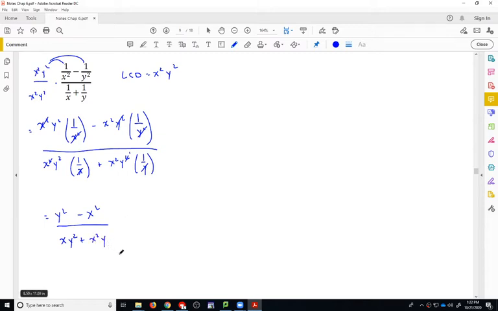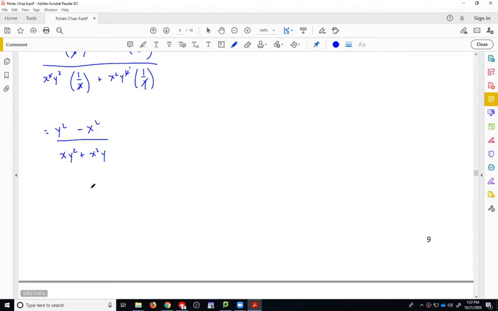Now I need to make sure that I always simplify. So I see a difference of squares, y minus x times y plus x. And on the bottom, I have a greatest common factor of xy, and you'd be left with y plus x. Then you can see that there's a common factor of y plus x, and so your final answer would be y minus x over xy.